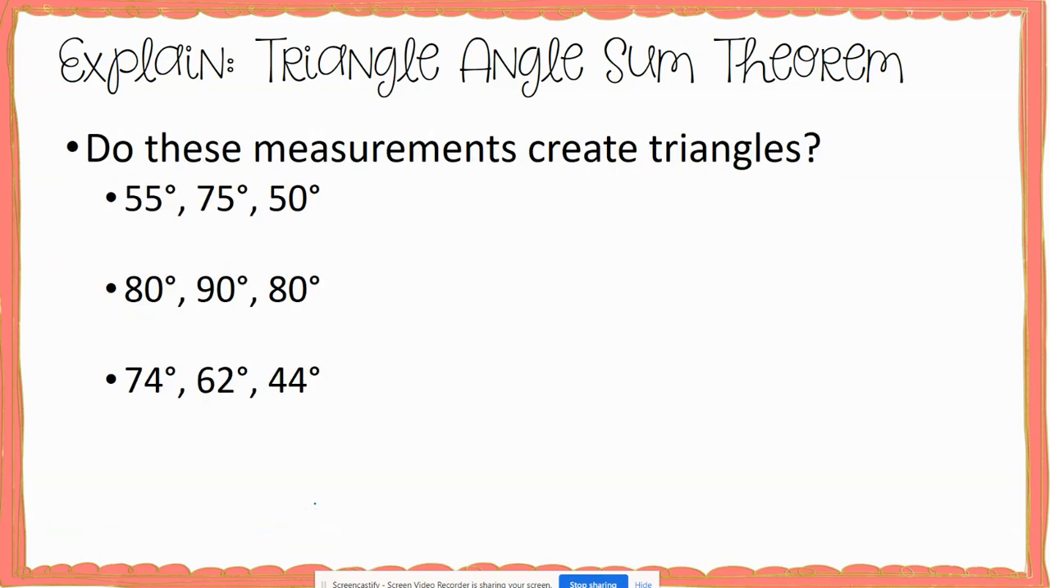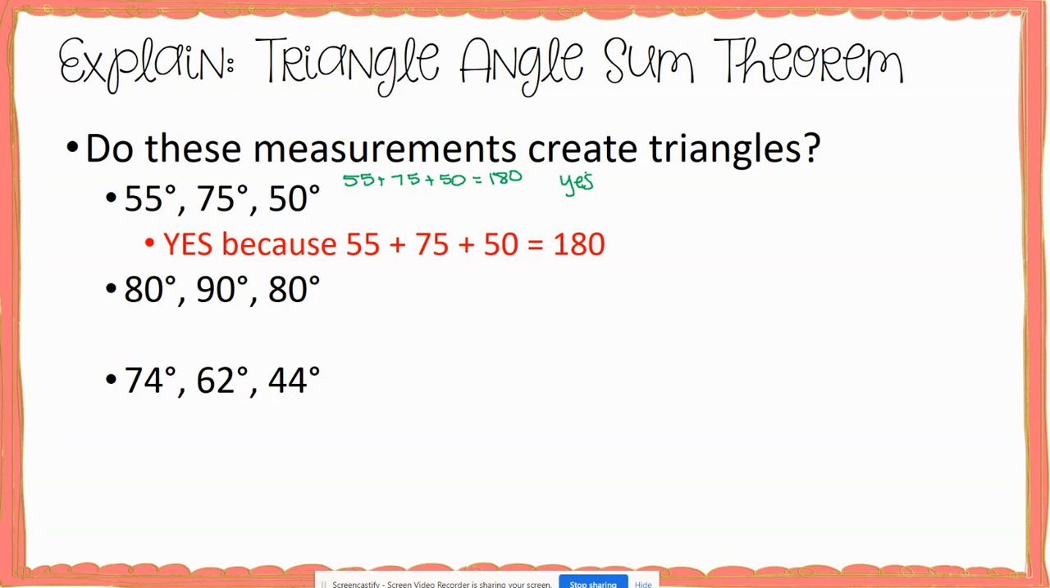Now, if I want to know if angle measures will create triangles, then all I need to do is add them together to see if they equal 180. So if I have 55, 75, and 50, I would add 55 plus 75 plus 50. Well, when I add those together, I get 180, which means that yes, this creates a triangle. Try the next one.